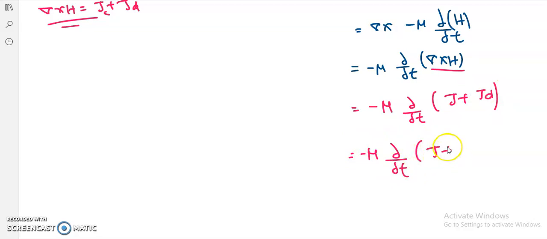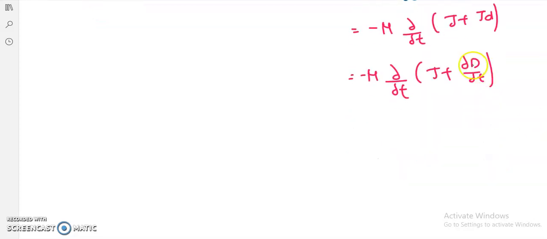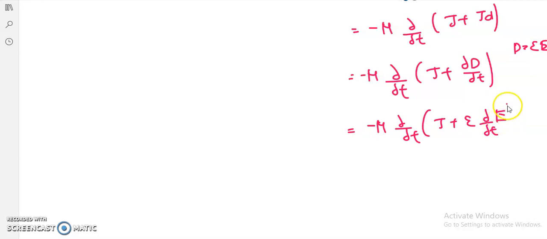And next, that is equal to minus mu dou by dou T of J plus, while coming to the J D, it is the displacement current density, and it can be written as the partial differentiation of the electric flux density. Okay, and after this, that is equal to minus mu dou by dou T of J plus the electric flux density D, which can be written as epsilon into capital E. Where epsilon is a constant, that's why I'm bringing it outside the differentiation. So after that, it becomes epsilon dou by dou T of E. The expression converts like this.